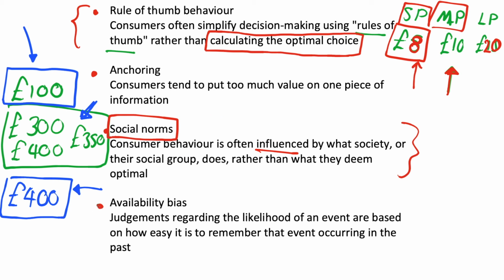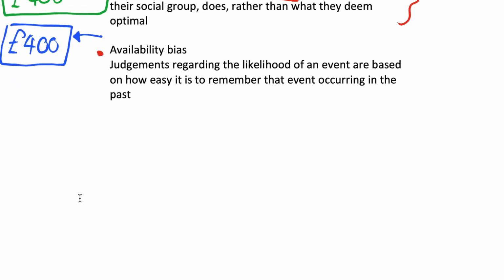And so the final bias that I will use in this video, as I say, there are lots of other biases that we can have, but here's the final one I will quickly go over in this video, is going to be availability bias. And this is where judgments regarding the likelihood of an event are based on how easy it is to remember that event occurring in the past. So a good example for this might be the likelihood of being in a plane crash.